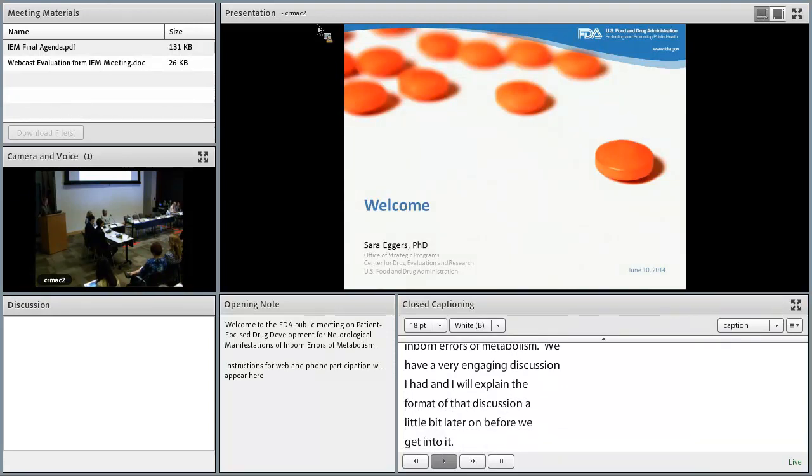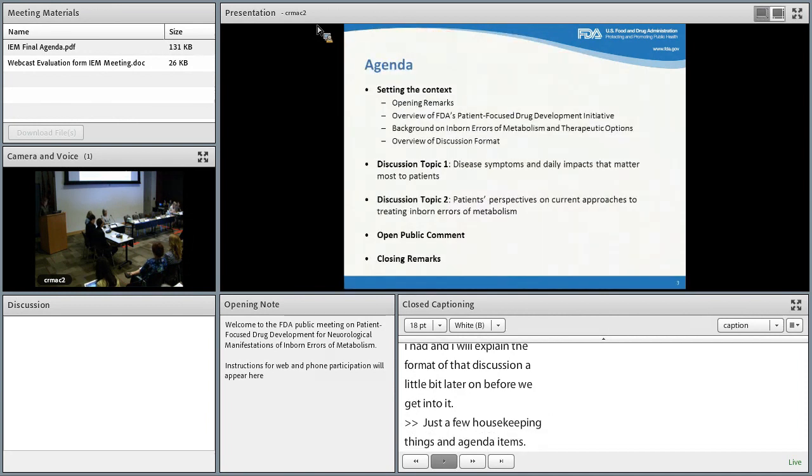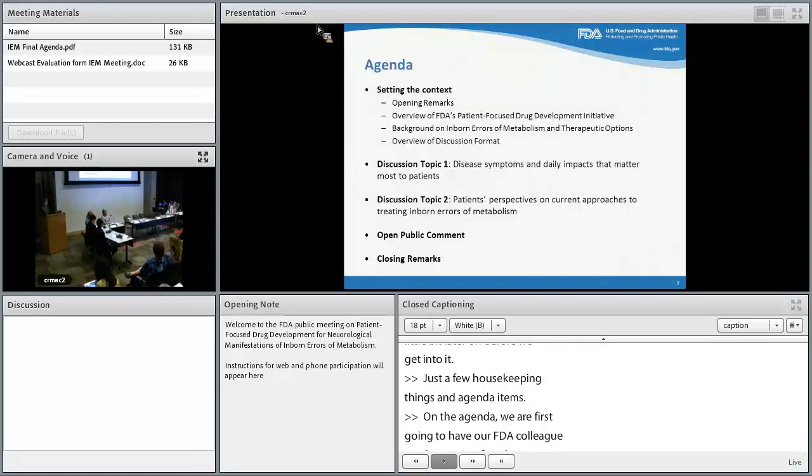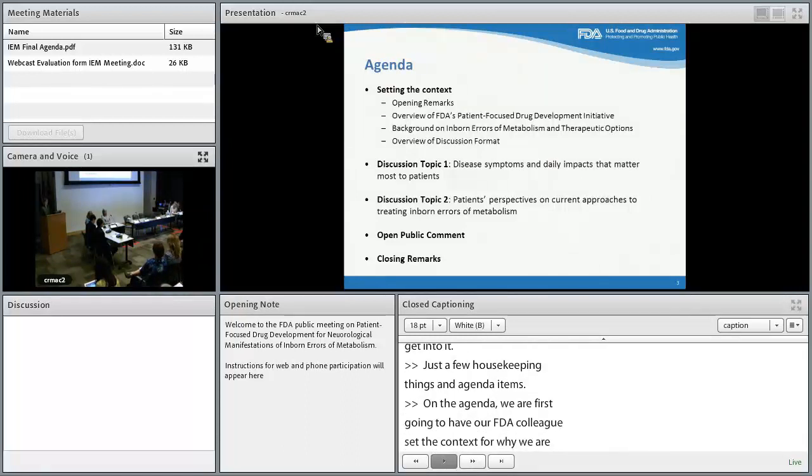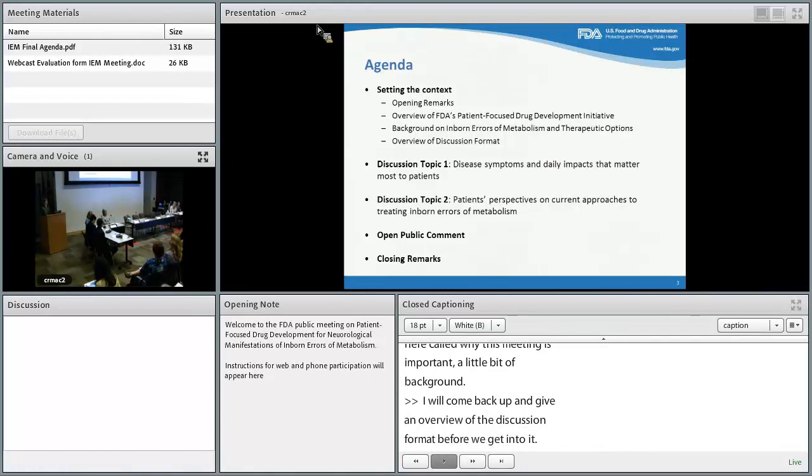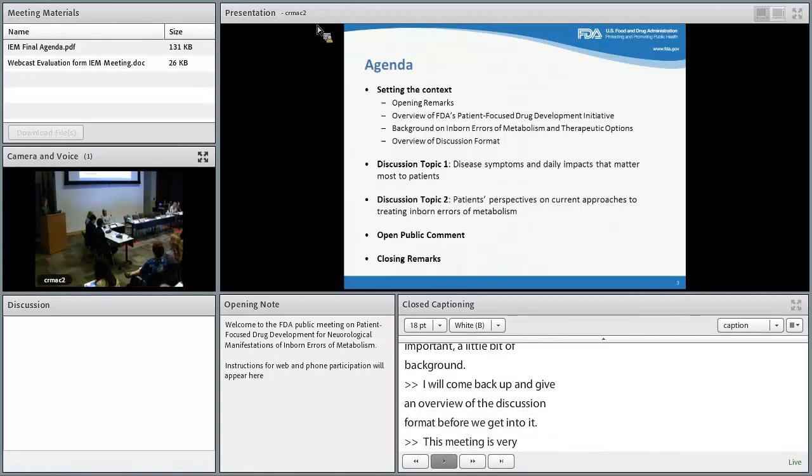But just a few housekeeping things and agenda items. On the agenda, we're first going to have our FDA colleagues set the context for why we're here, why this meeting is important, a little bit of background. I'll come back up and give an overview of the discussion format before we get into it. This meeting is very different from meetings that FDA or others in regulatory agencies might conduct on this.